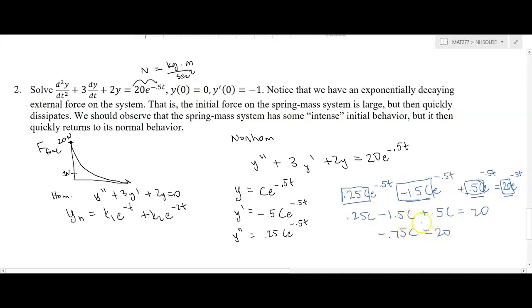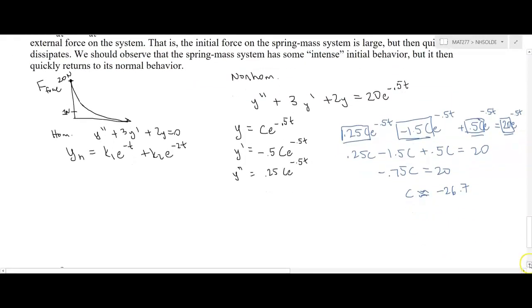And double check my work there. I think that seems right. So c is going to equal 20 divided by negative 0.75, which comes out to about negative 26.7. Not exactly, but close enough for our purposes here. So that means we've just found that y sub p has to be, with its now determined undetermined coefficient, negative 26.7 e to the negative 0.5 t.